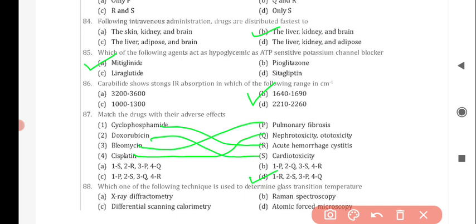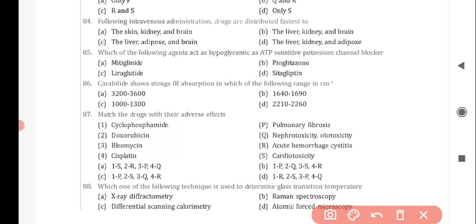Next question is, which one of the following techniques is used to determine glass transition temperature? And the correct answer is option C, differential scanning calorimetry.